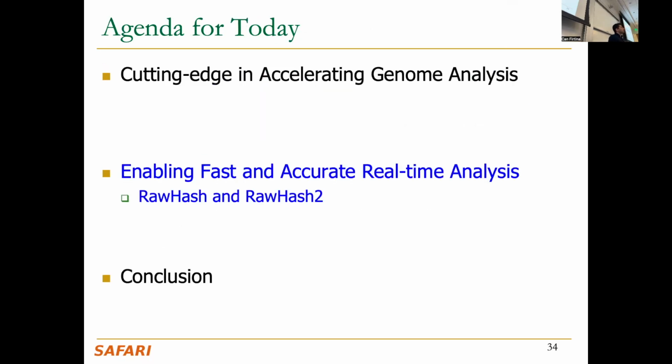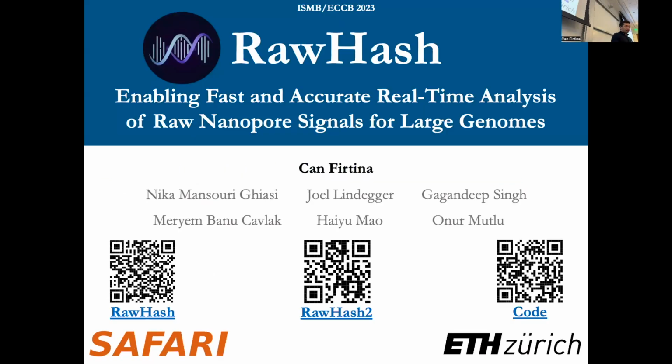Today I'm going to be focusing on enabling fast and accurate real-time analysis of raw nanopore signal data. I'm going to mainly be presenting the RowHash and RowHash 2 papers. RowHash was presented at ISMB last year. You can use these QR codes to access the paper and the source code.